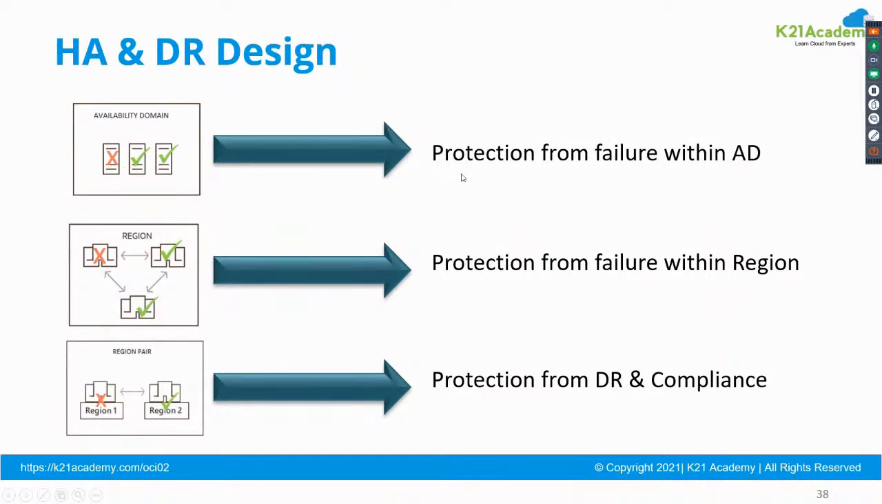Here, if you have multiple availability domains, you have protection from failures within an availability domain. If you have multiple regions, you have protection from failure within the region. And if you have a region pair, where you combine 2 regions, that is going to give you DR and also compliance. Oracle has a concept of region pair, also known as a realm. So you can design that and have the same 2 data centers, 2 regions, added to your account, which will be protected, and Oracle gives you an extra security protection layer as well, protecting you for disaster recovery and compliance.